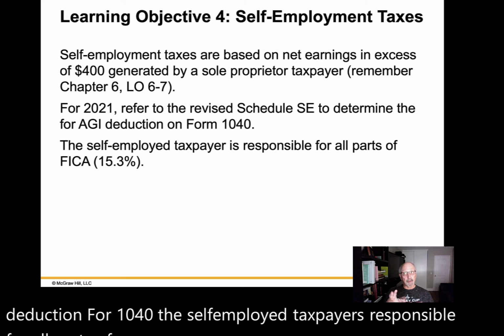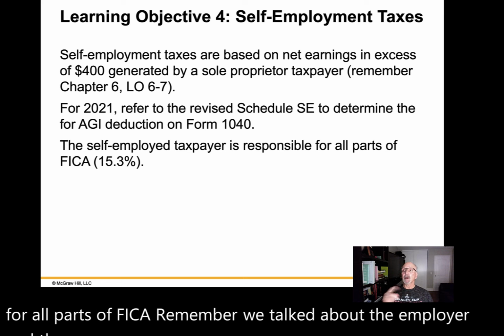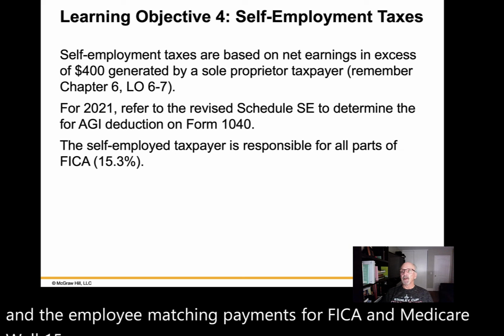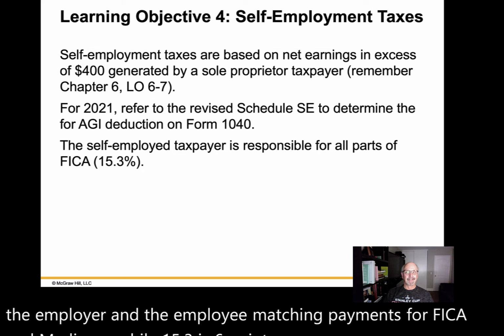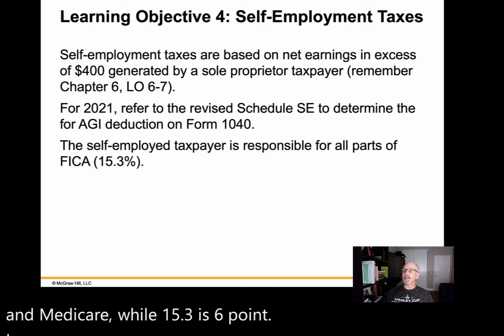Remember, we talked about the employer and the employee matching payments for FICA and Medicare. Well, 15.3% is 7.65% times 2. Right? That's the Social Security and Medicare deductions.